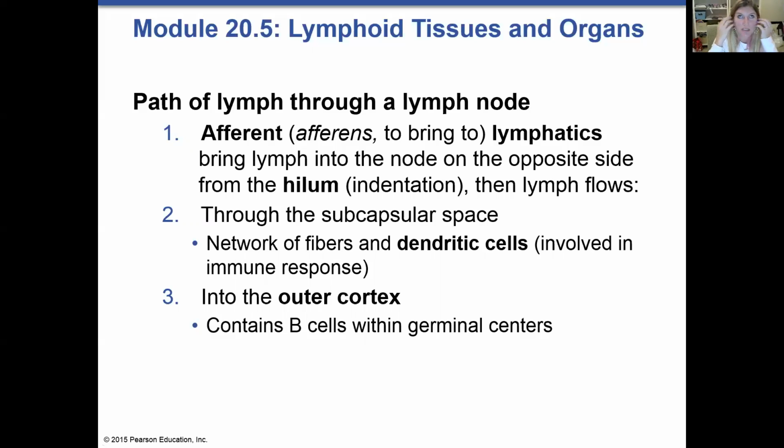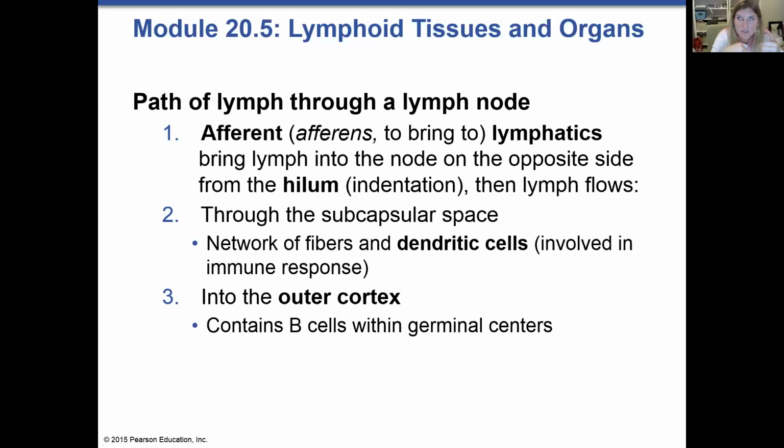So if you picture this kidney bean shape, that indentation on the kidney bean is the hilum. On the opposite side of the kidney bean, kind of the outer curve of the kidney bean, would be where all the afferent lymphatics are. So those are all bringing lymph in from the periphery into this filtering station. The lymph flows through the subcapsular space, and there's all these dendritic cells there. Dendritic cells are special immune cells.